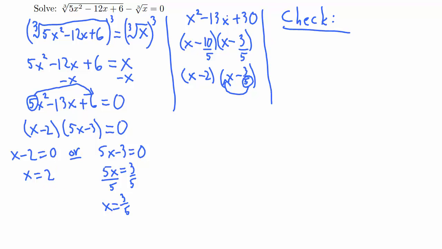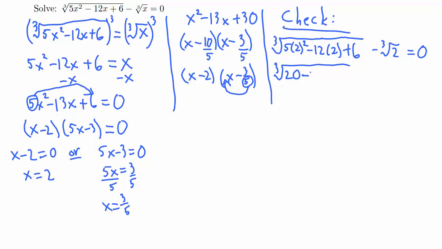We're going to start out with the 2. So the cube root of 5 times 2 squared minus 12 times 2 plus 6 is the first radical. Make sure the radical symbol goes across all of them, please. Minus the cube root of 2, and we're hoping that that's 0. And then you just simplify. 2 squared is 4. 4 times 5 is 20. So this is the cube root of 20 minus 12 times 2 is 24 plus 6 minus the cube root of 2.